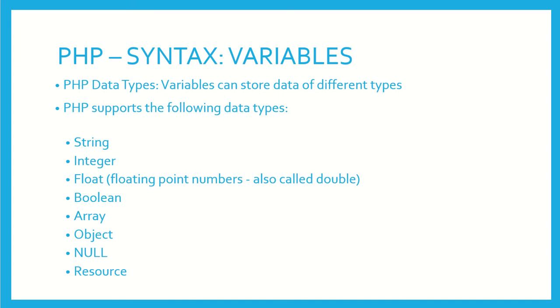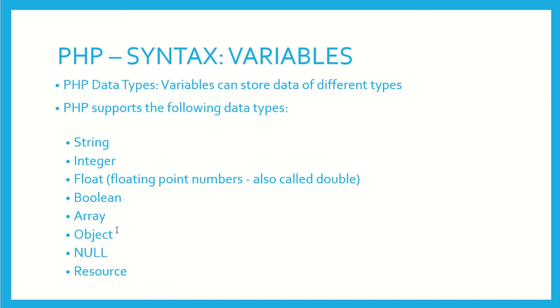So all the below mentioned data types are supported by PHP. It supports strings, integers, floating point numbers, boolean, arrays, objects, null, and even a resource. I'll be discussing all these data types in detail. About the object, array, null, and resource: when you have an array, much like you use it in JavaScript or any other scripting language, you can set a data type to be an array.